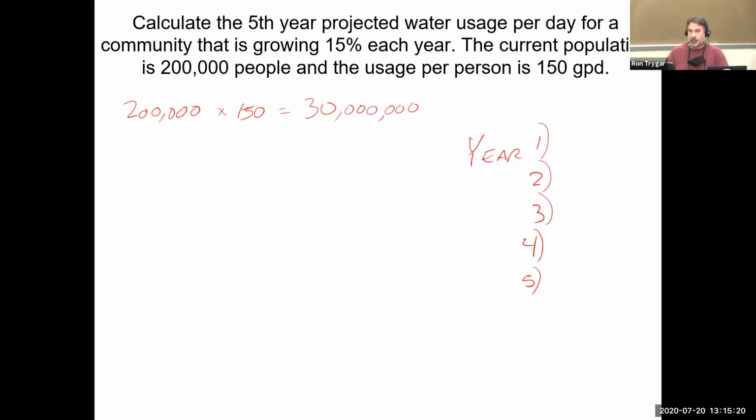So that's what I'm meeting for the demand right now, 30 million gallons a day, 200,000 people, 150 gallons per person per day. Sounds like they need to conserve some water and maybe cut back a little bit on their usage, but that's a lot of water. But anyway, let's keep right on going.